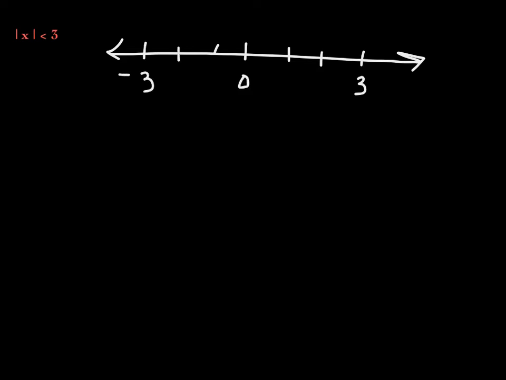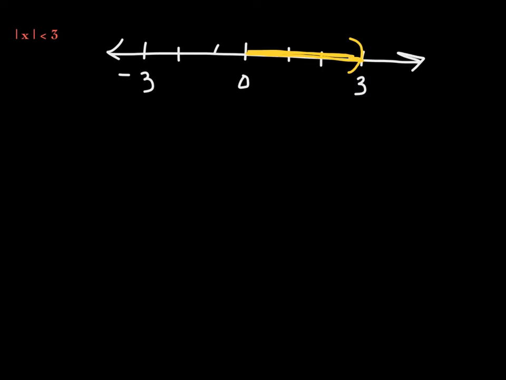Now, by definition, that means find all of the numbers that are less than 3 units away from the origin. All right. Allow me to draw a picture to help us understand this statement. All of the numbers whose absolute value, whose distance from 0 is less than 3 units, are these numbers here. I'll put a parenthesis on 3 because this is a strict inequality. So these are the numbers here that are less than 3 units away from the origin.